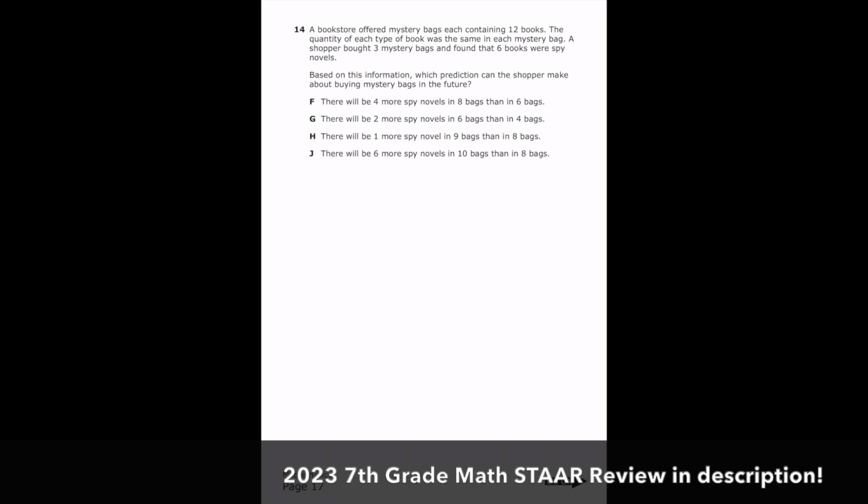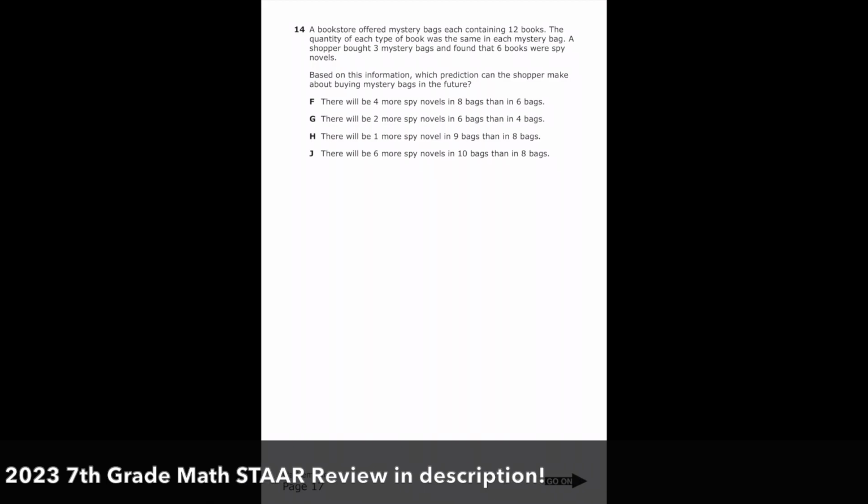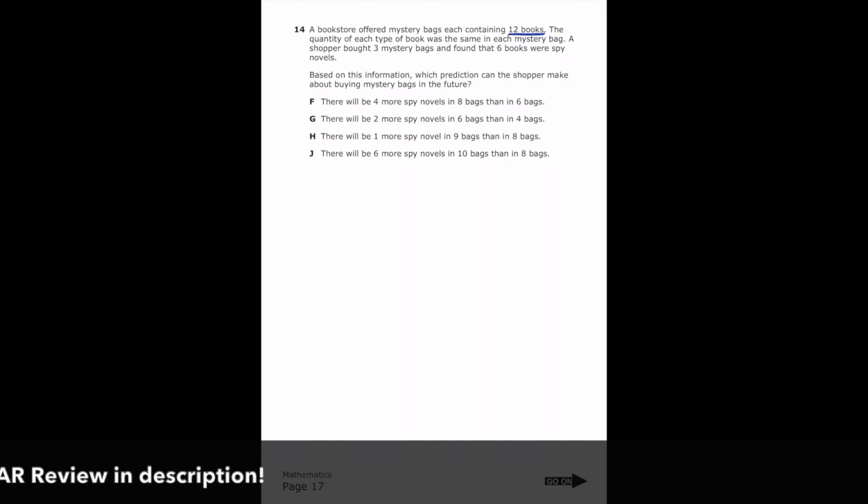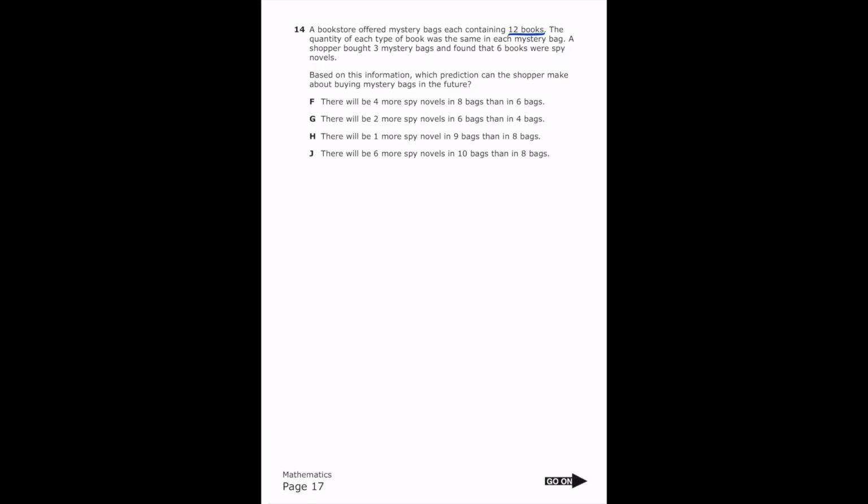Number 14, a bookstore offered mystery bags, each containing 12 books. The quantity of each type of book was the same in each mystery bag. A shopper bought 3 mystery bags and found that 6 books were spy novels. Based on this information, which prediction can the shopper make about buying mystery bags in the future?